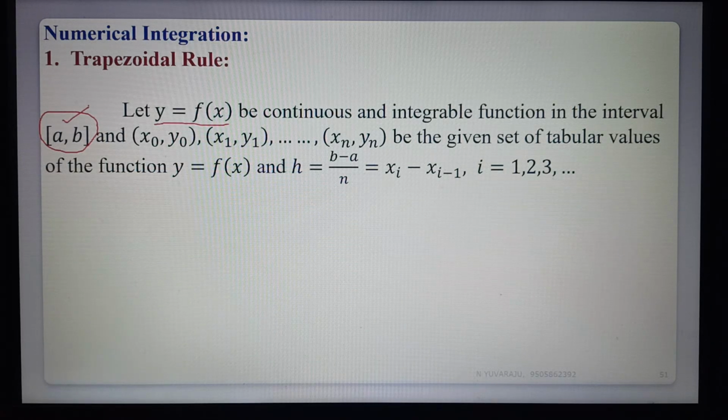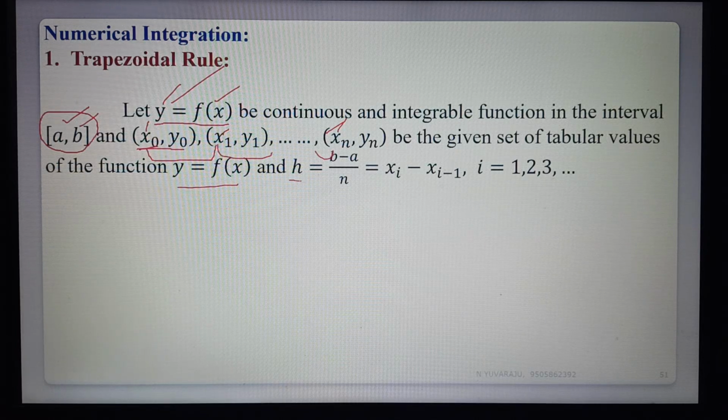This closed interval a comma b can be divided into subintervals: x0 x1, x1 x2, up to xn minus 1 xn, and so on. These are the subintervals of the given interval, where x0 is equal to a and xn is equal to b. Substituting x0 in the given function we get y0, substituting x1 we get y1, and so on up to xn, where we get yn. This is the table of x values and y values, the given set of tabular values of the function y is equal to f of x.